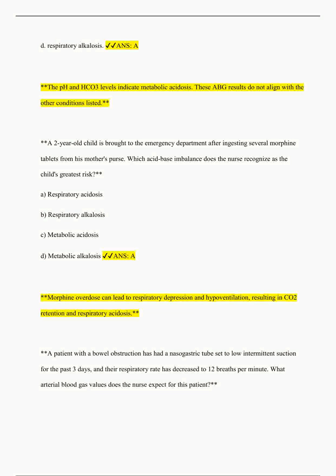A. The pH and HCO3 levels indicate metabolic acidosis. These ABG results do not align with the other conditions listed.